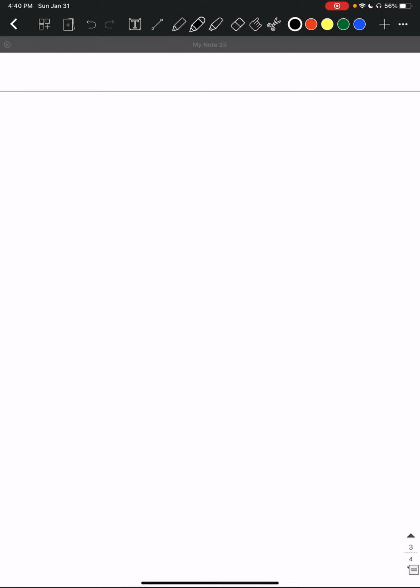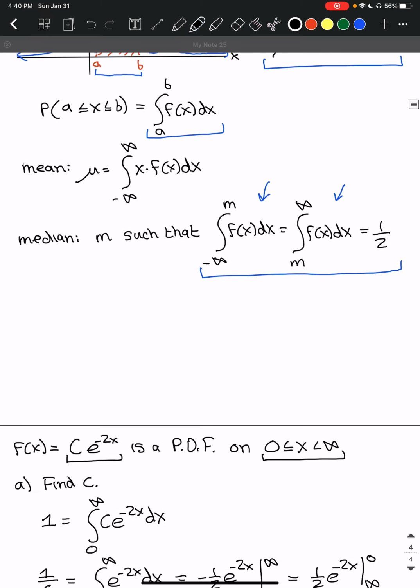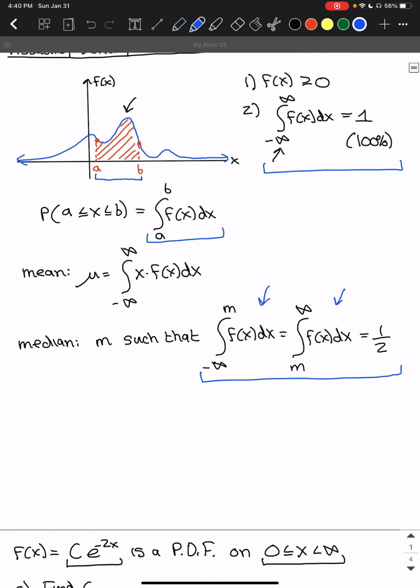Okay, so the mean then, find mu. Mu we saw was equal to the integral of x times f of x dx, right? So the last property we're going to use is this one here.